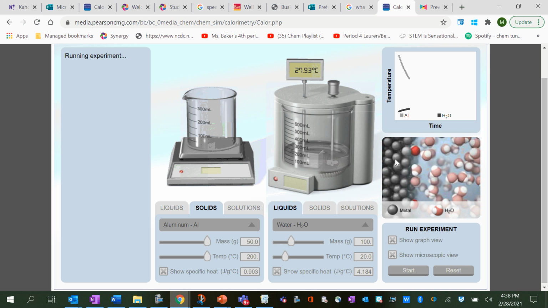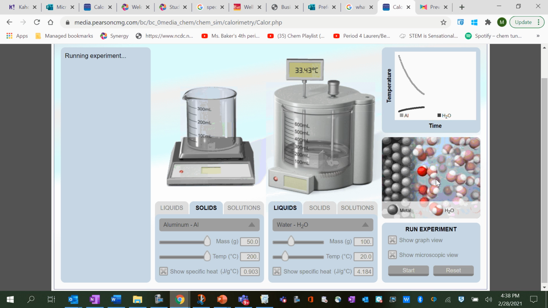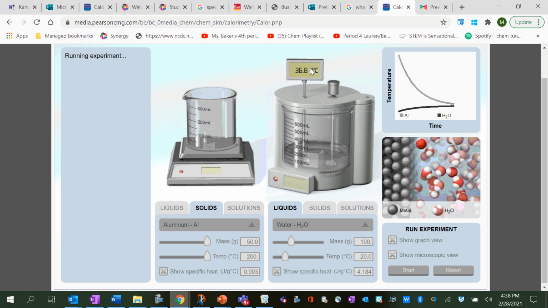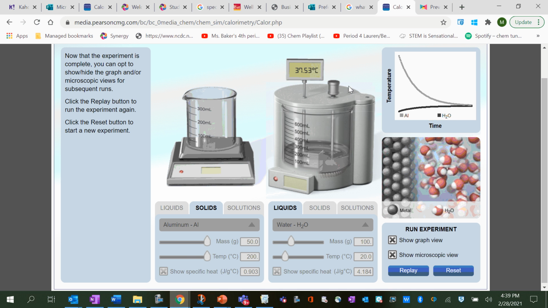And you can really see here the metal and the water. As the water molecules come in contact with the metal, they're turning brighter red. That is showing that they are increasing in temperature. And look, the water is increasing more when the metal has a higher specific heat. So I'm kind of already answering my question.